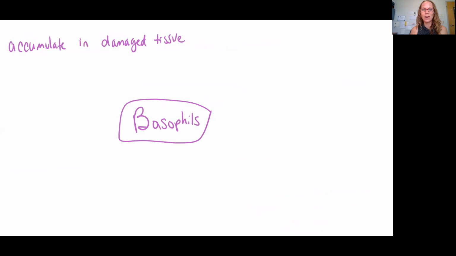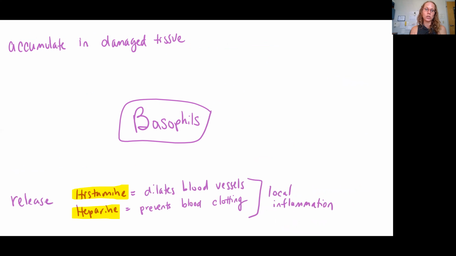Okay, now we're ready for our next one, which is the basophil. Basophils will accumulate in damaged tissue, and they will be responsible also for local inflammation. So just like mast cells, basophils release histamine and heparin. The histamine is responsible for dilating the blood vessel, and then heparin is preventing the blood clotting. So this is what is triggering that local inflammation to occur here. So basophils work together with mast cells to trigger local inflammation, but they are two separate types of cells, but we see them working together quite a lot.